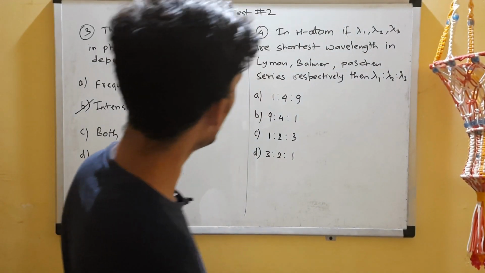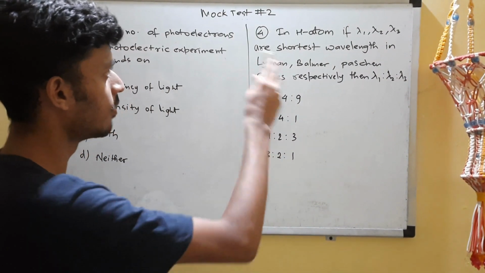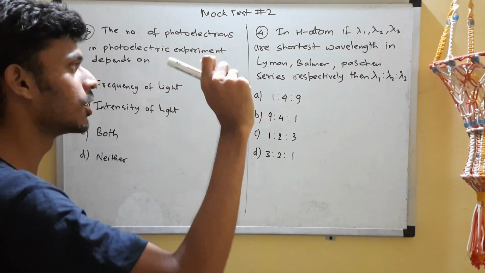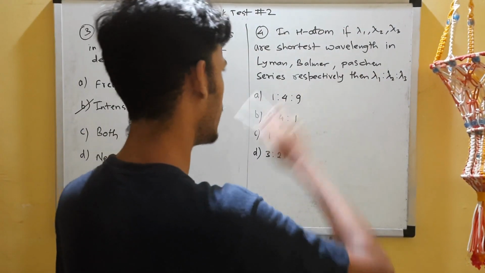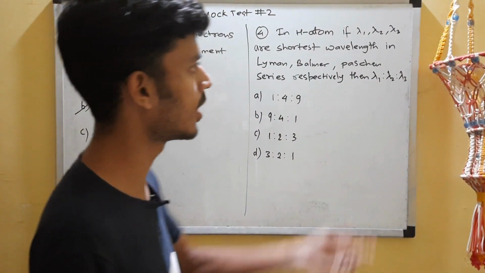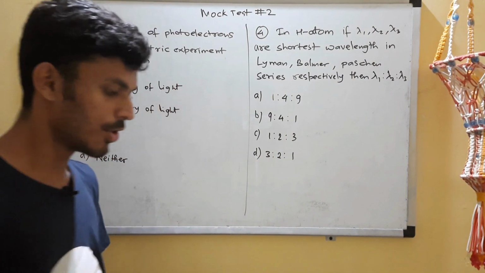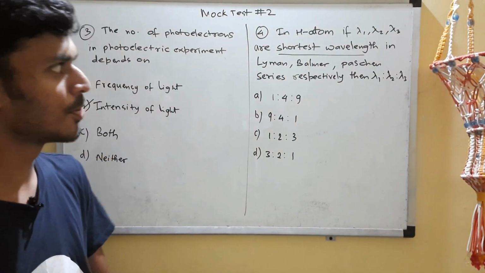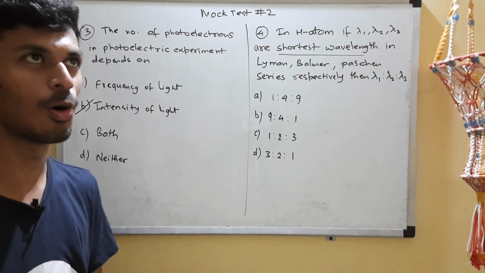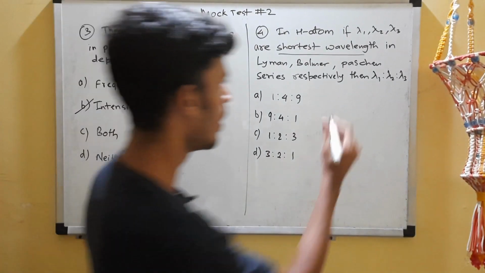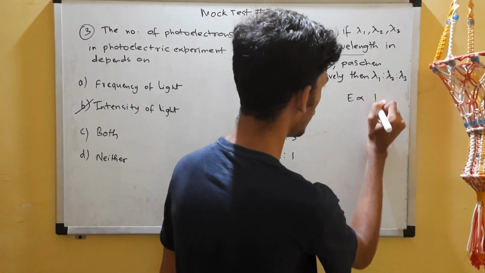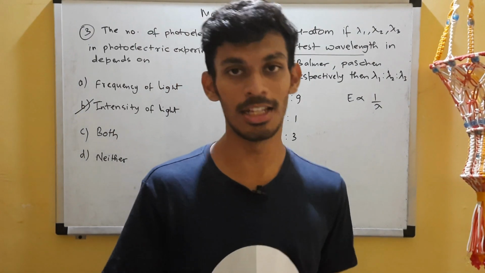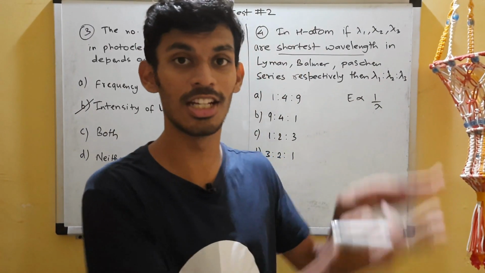Okay, now let's come to question number 4. In this, we have a hydrogen atom, and we are told that lambda 1, lambda 2, lambda 3 are respectively the shortest wavelengths of the Lyman, Balmer and Paschen series. You are supposed to tell the ratio between them. Okay, so again some decoding is required. Shortest wavelength corresponds to the largest energy transition. Basically, energy is inversely proportional to lambda, right? So shortest wavelength means highest energy, basically the largest energy transition.